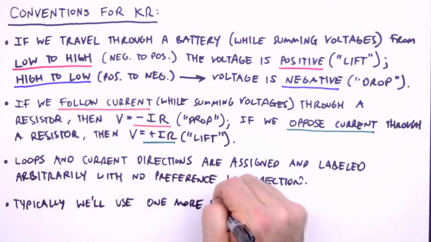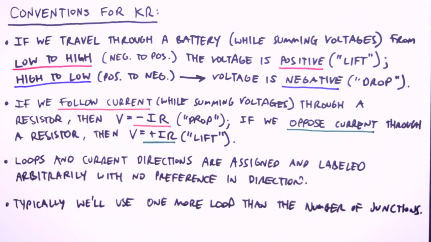One final convention relating to labeling our circuit diagram. Typically, we'll use one more loop than the number of junctions in the circuit, so be sure to have enough of them labeled before applying Kirchhoff's rules.